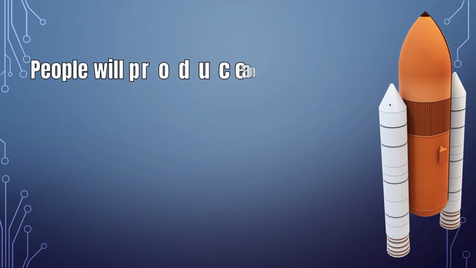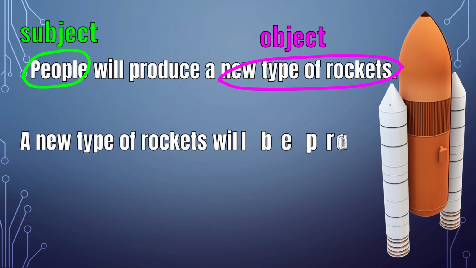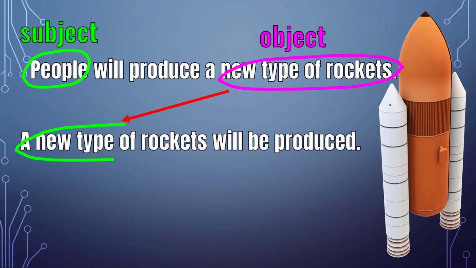People will produce a new type of rockets. In this sentence, a new type of rocket is an object. We begin a new sentence with it. A new type of rockets will be produced.